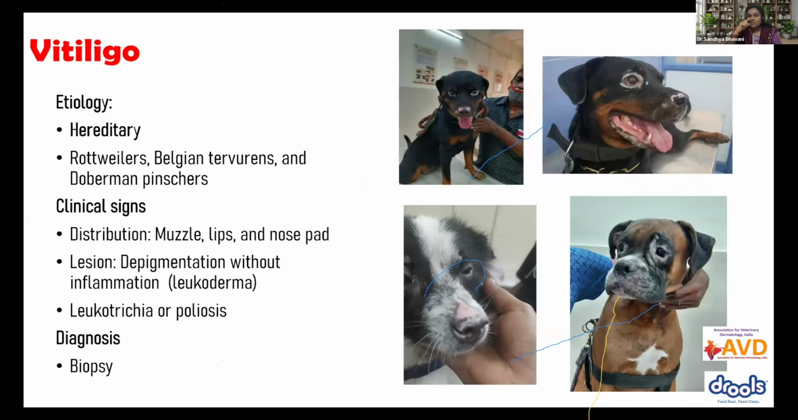Vitiligo is an immune-mediated disorder. It is a very rare disorder. It is hereditary, and you can see it in Rottweilers and Doberman Pinschers, where leukoderma and poliosis will be seen around the eye and the nasal region. So you have to differentiate. That is also called nasal hypopigmentation.